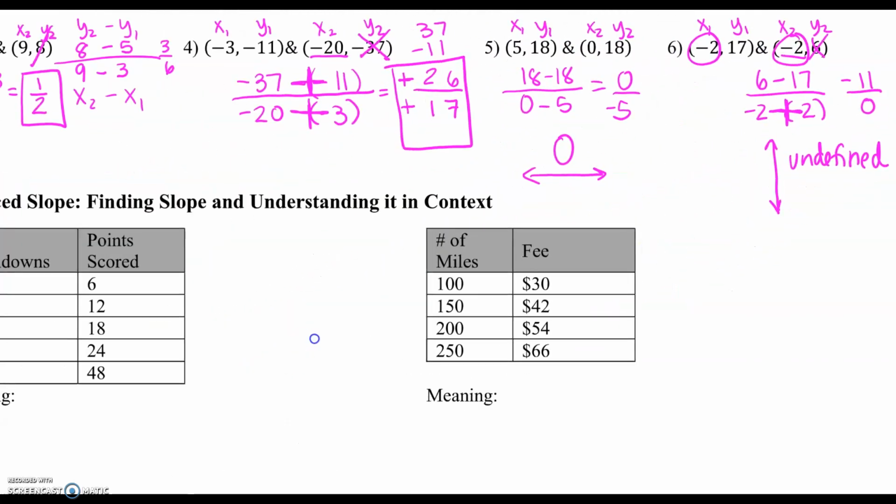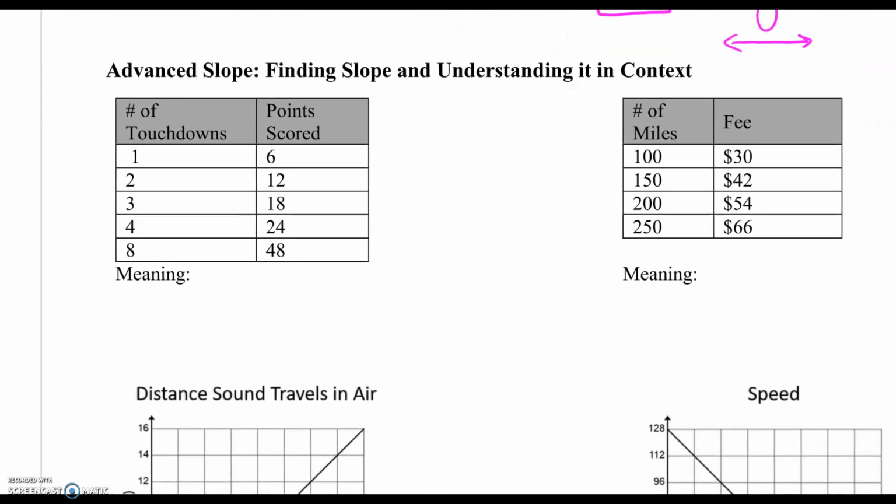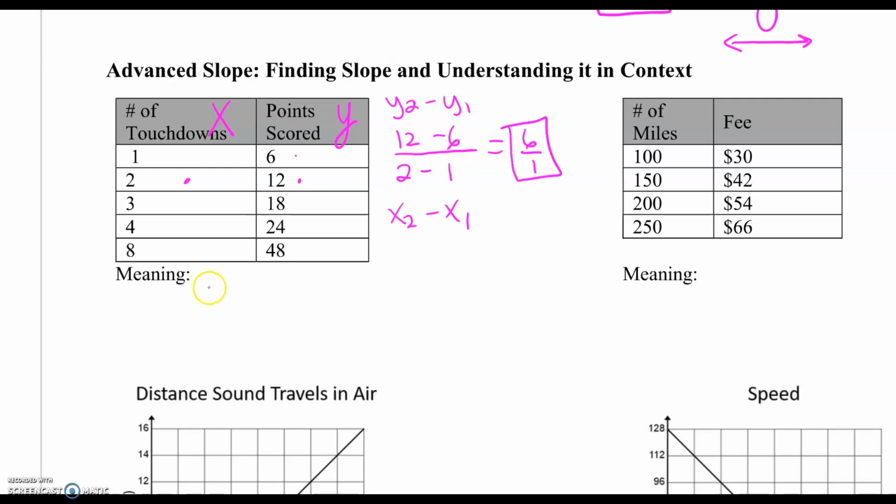All right, let's look at some slope in context and slope from a table of values. So I can find the slope here by doing the same formula, y2 minus y1 over x2 minus x1, and I should always know that this is the x and this is the y in a table. I can pick any ones that I want, so I'm going to pick the smaller numbers. I'm going to start with 12, and then I'm going to do minus 6. So I started with 12, so I have to do 2 minus 1, and that gives me 6 over 1, which is a slope of 6.